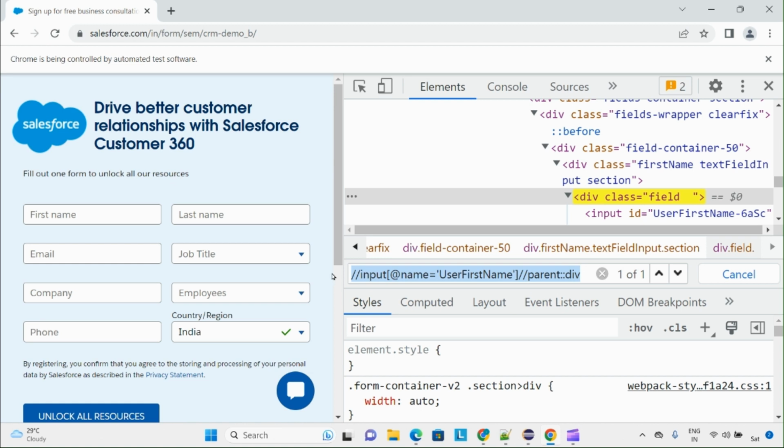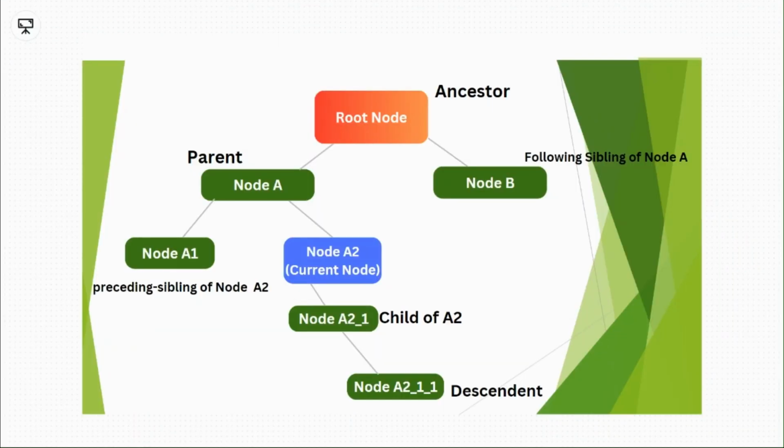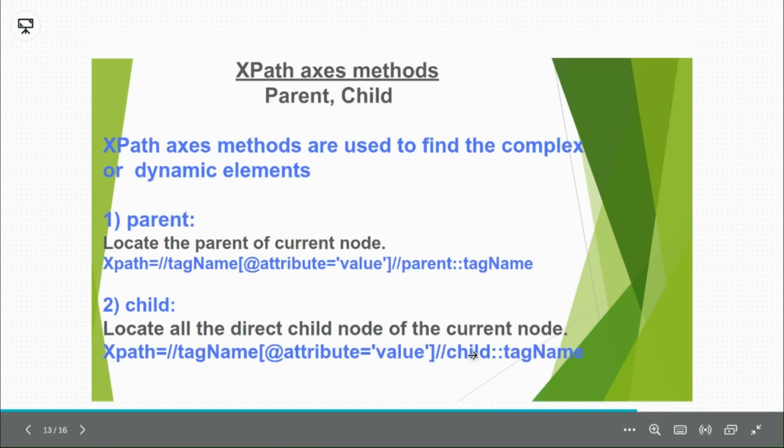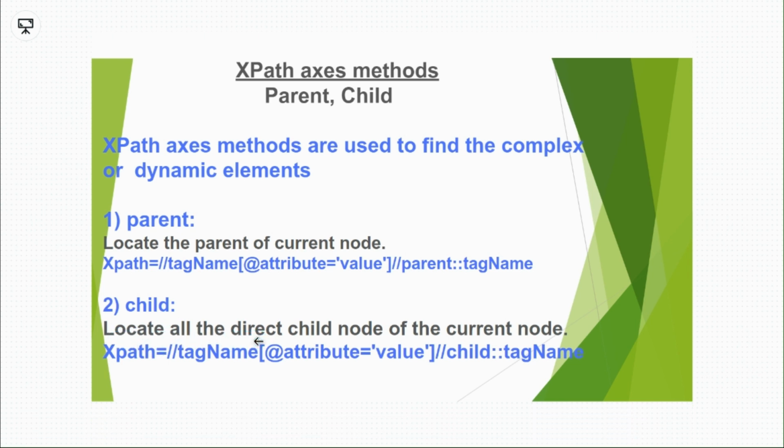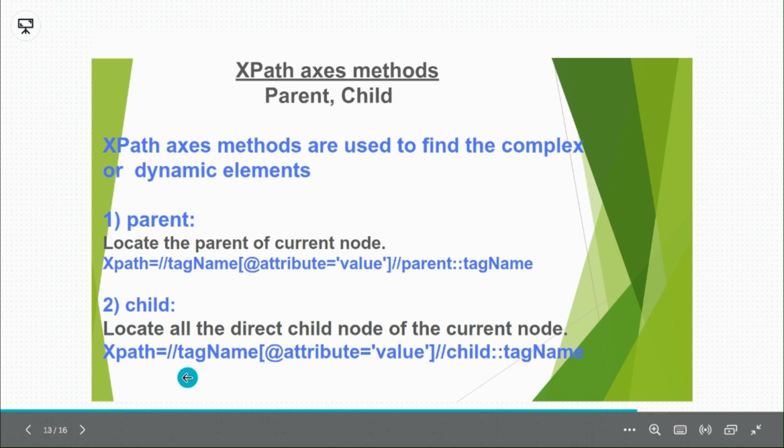Now let's discuss what a child access XPath is and how to locate it. The child access method locates all the direct child nodes of a current node, and this is the syntax. This is our current node, then double slash child, double colon and tag name, whichever particular child we are trying to locate.